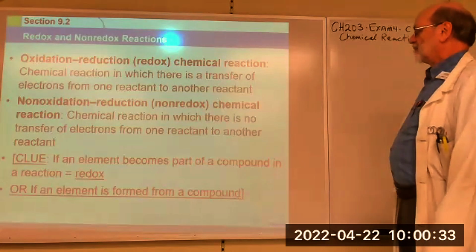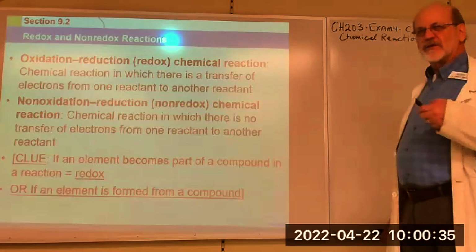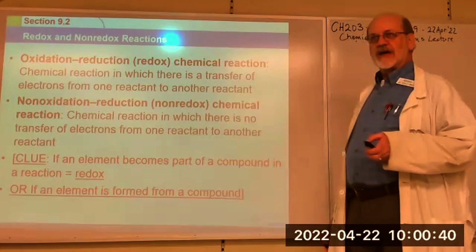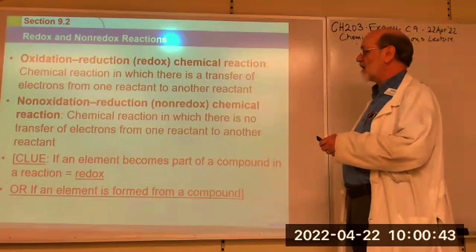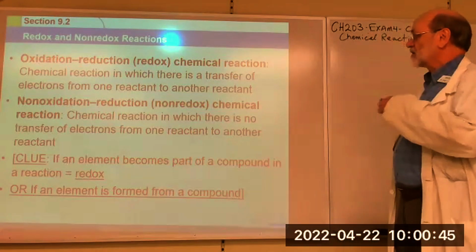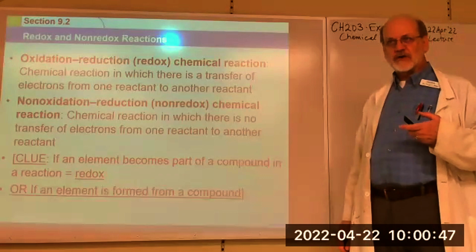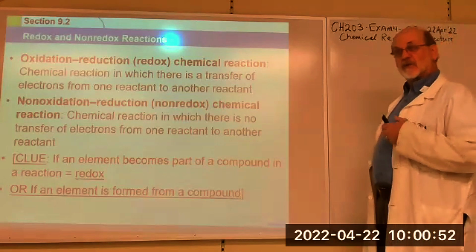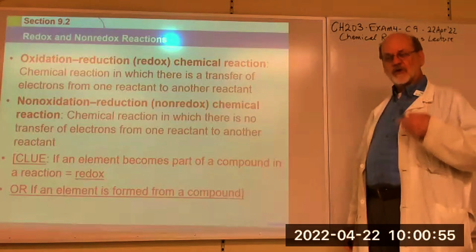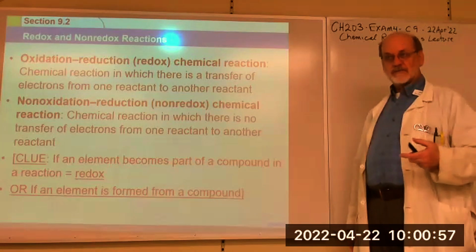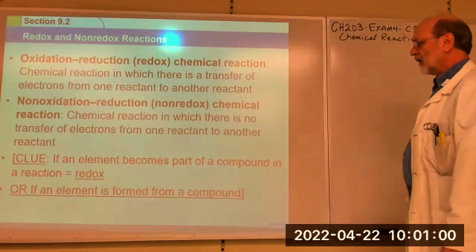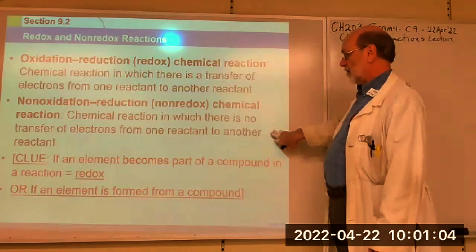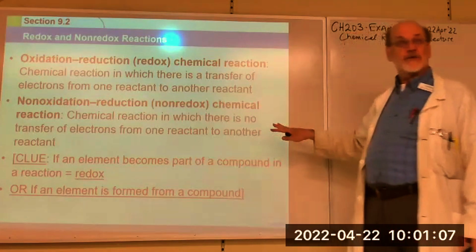Okay. An oxidation reduction reaction, which we abbreviate redox. In other words, it's not oxred, that just doesn't sound right. So oxidation reductions are redox reactions, and they're reactions in which electrons are transferred. That's the only condition. In the reaction, electrons are transferred from one element to another. If it's a non-redox reaction, all you have to do is show that electrons were not transferred.